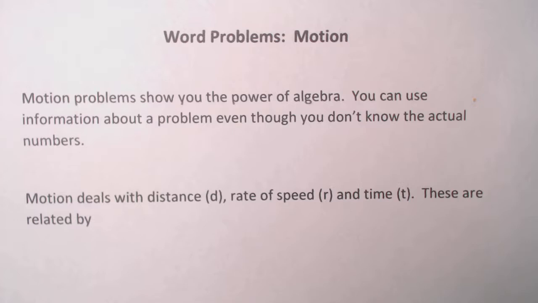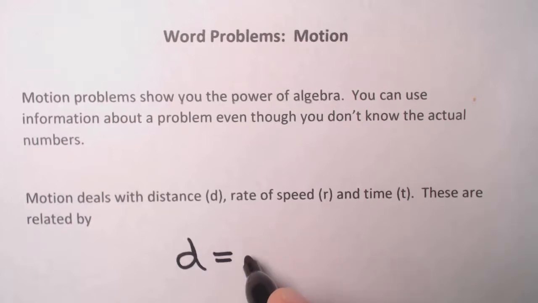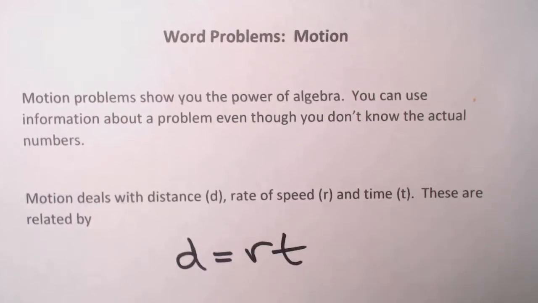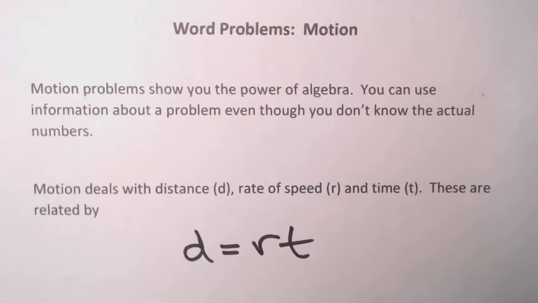Now, first off, what is the basic equation here for motion? Well, it's simply D equals RT. D is the distance you've gone, R is your rate of speed, and T is the time. Now, you've often used this equation.